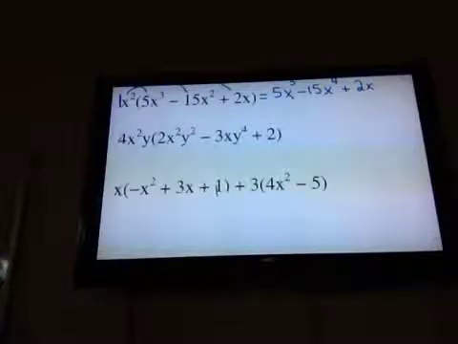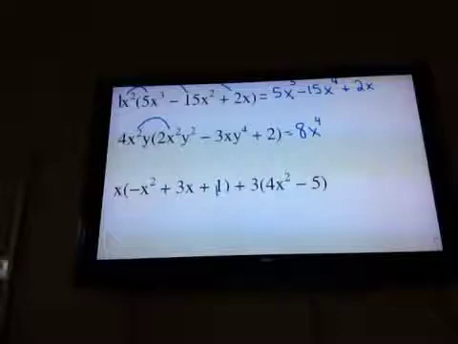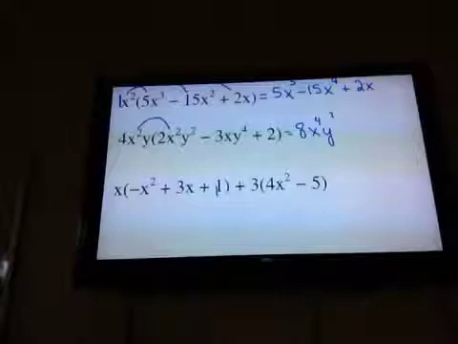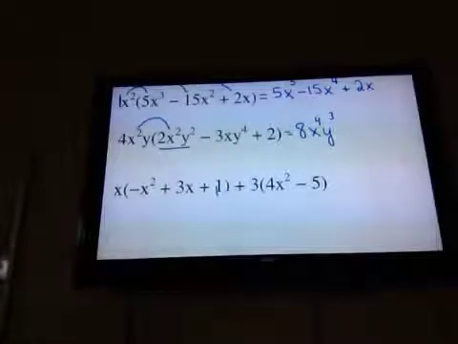Lots of stuff on this next one. 4 times 2 is 8. X squared times x squared, 2 plus 2 is 4. And then y times y squared, 1 plus 2 is 3. All together, because there's 3 things in parentheses. So here's multiplying by the first one. Now by the second one.